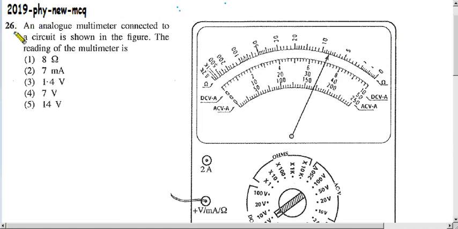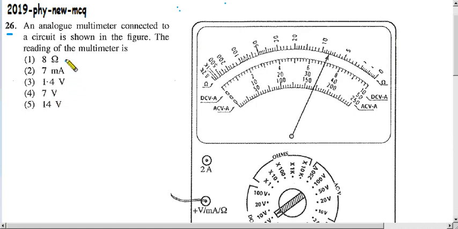Today I am going to discuss question number 26 of the 2019 Physics new syllabus MCQ paper. An analog multimeter connected to a circuit is shown in the figure. The reading of the multimeter is: 8 ohms, 7 milliampere, 1.4 volt, 7 volt, 14 volt.